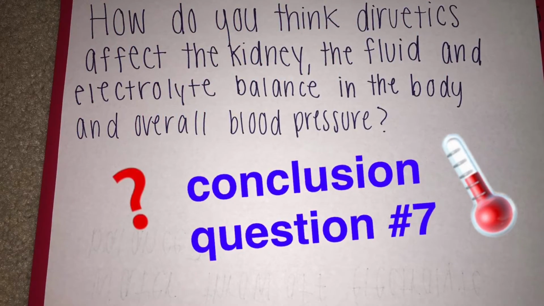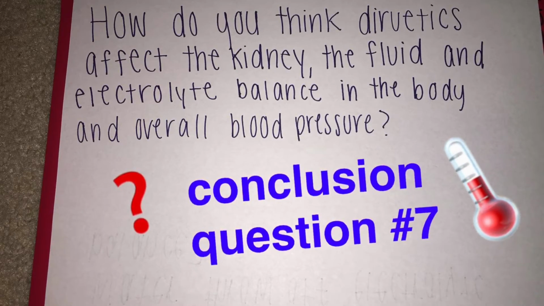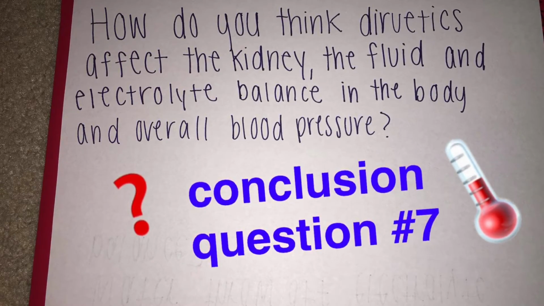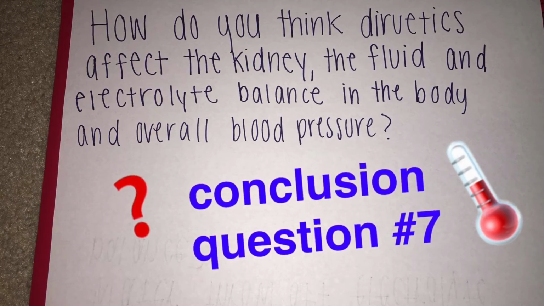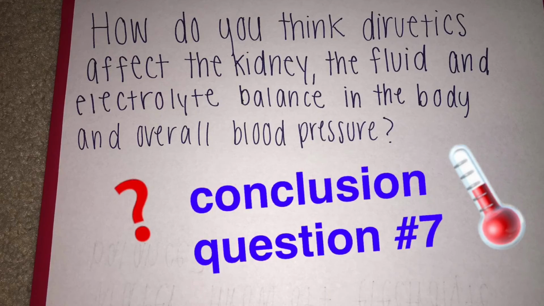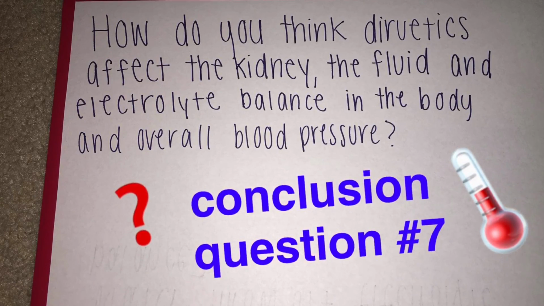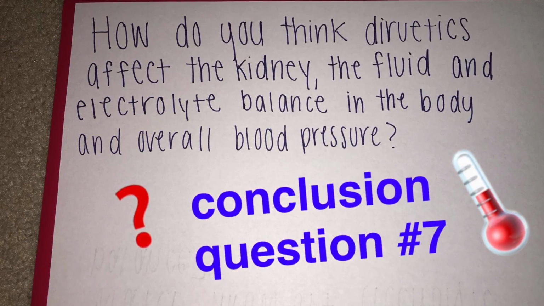How do you think diuretics affect the kidney, the fluid and electrolyte balance in the body, and overall blood pressure? Diuretics increase the rate of urine output because they inhibit the amount of sodium and water in the body to be reabsorbed. The more they inhibit the reabsorption of water and sodium, the more urine will be produced, and lack of sodium reabsorbed will lower blood pressure.